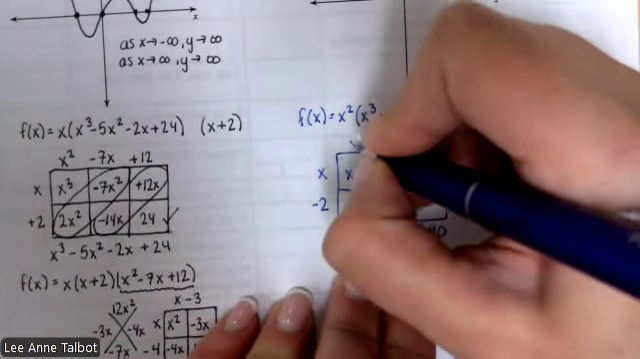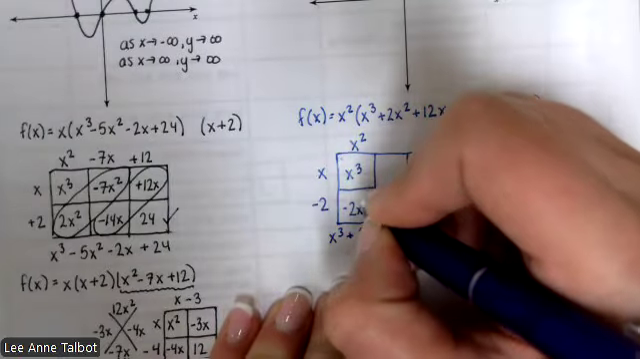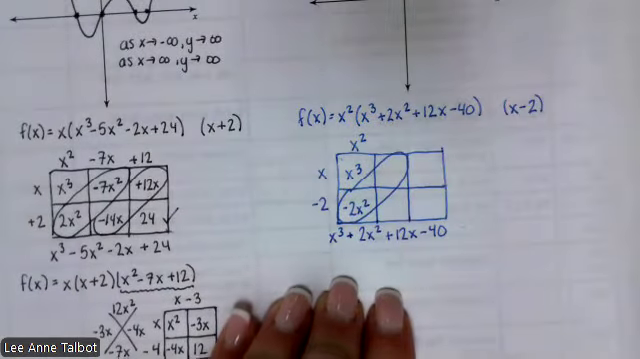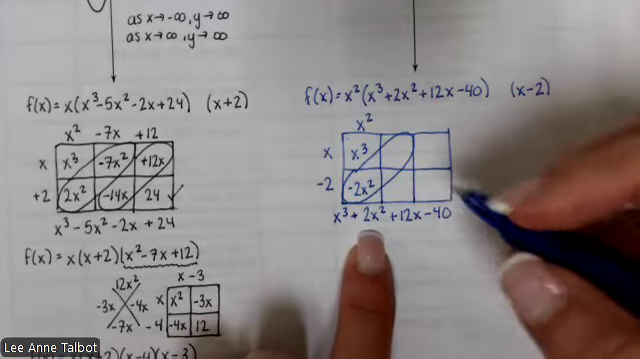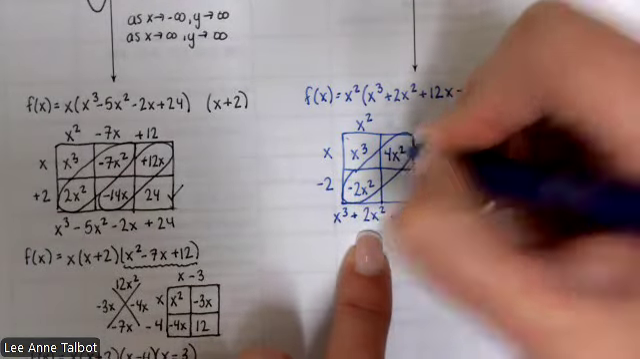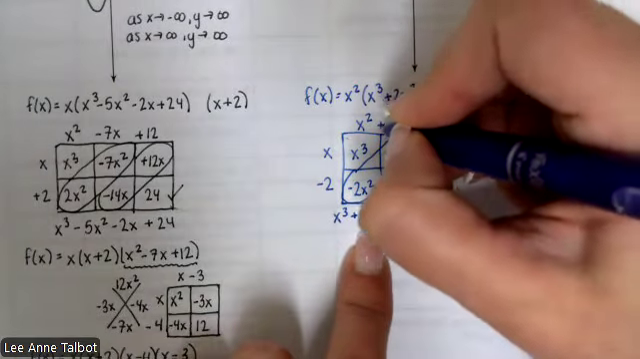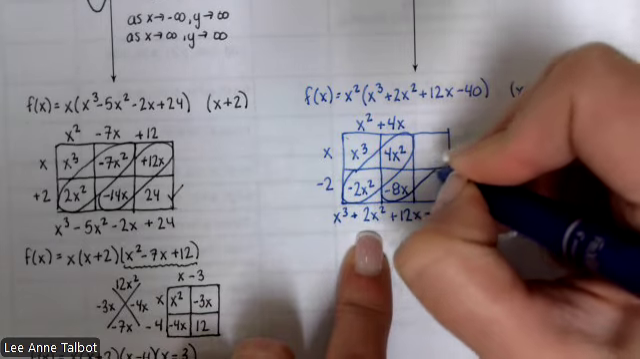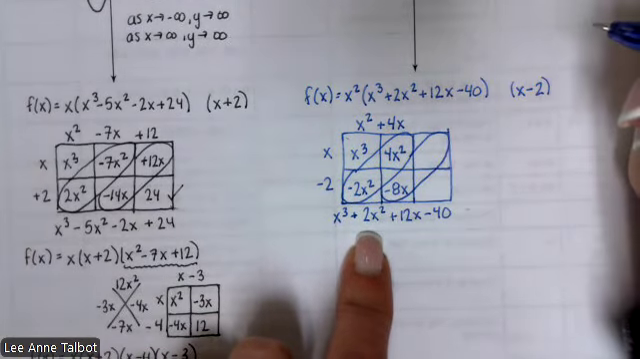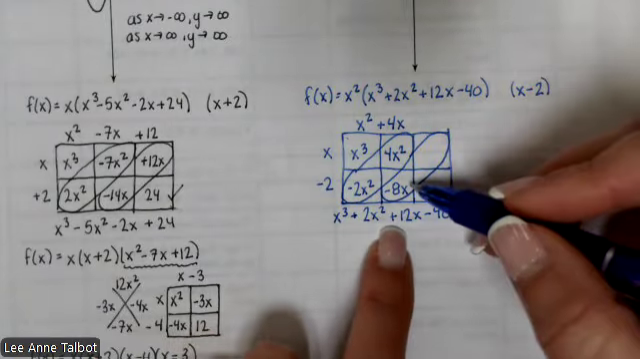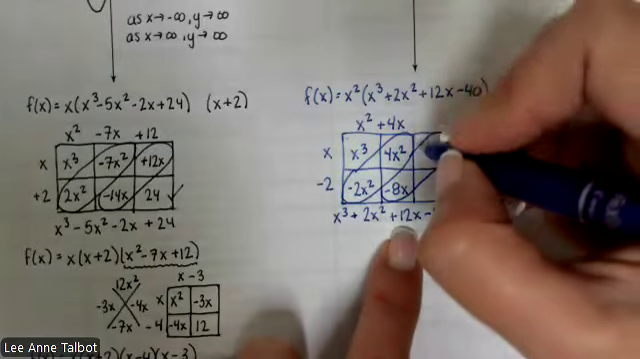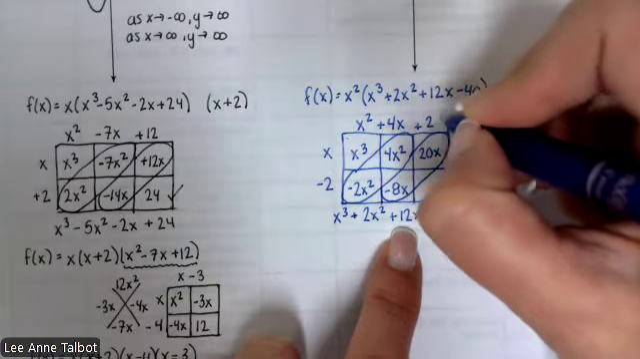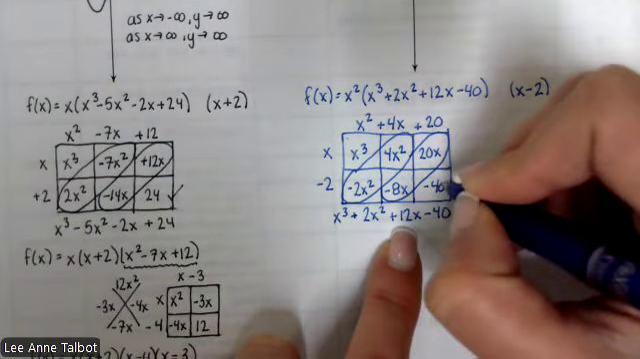X cubed, x squared, negative 2x squared. I have negative 2. I need positive 2. So 4x squared, 4x, negative 8x. I have negative 8x. I need 12x, so this is going to have to be 20, which always makes me nervous, like I'm getting too big of numbers. But then, oh, it works.